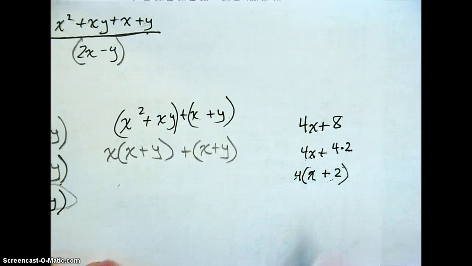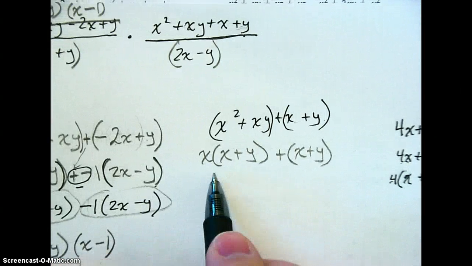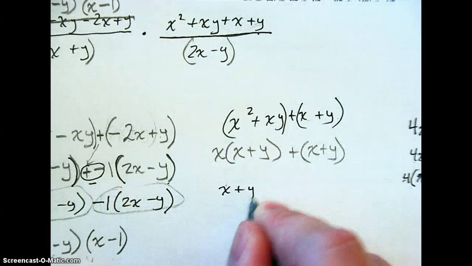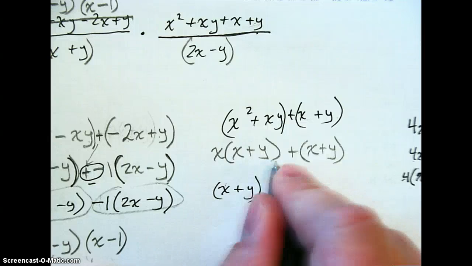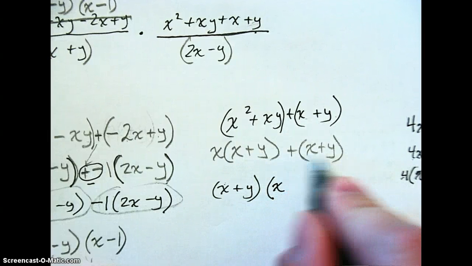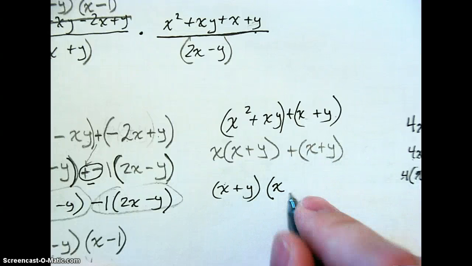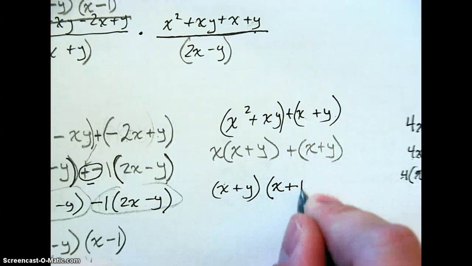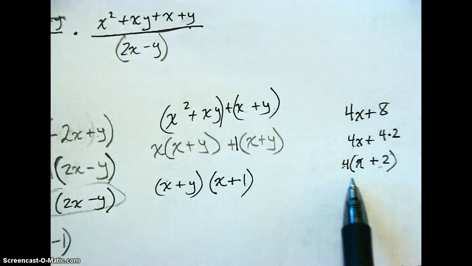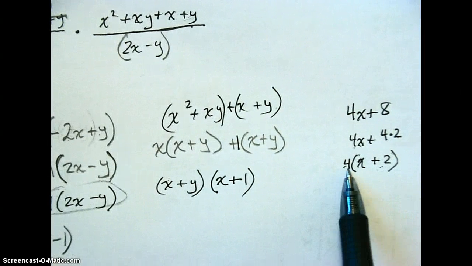So the piece I pull out of this is x plus y. When I divide this thing by x plus y, I'm left with x. And when I divide this by x plus y, I'm left with positive 1, the one out here. It's the same thing as the 4 times x plus 2. It's just that the x plus y looks a lot weirder, right? Or more weird.